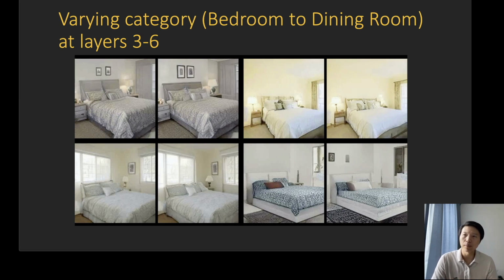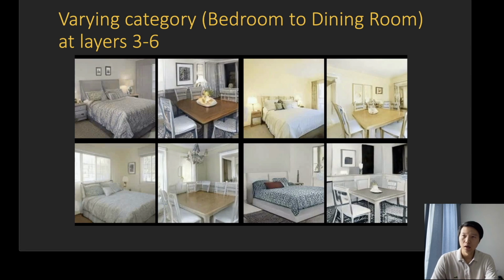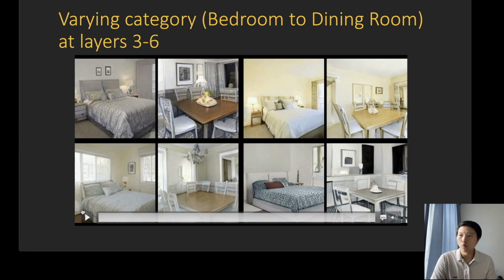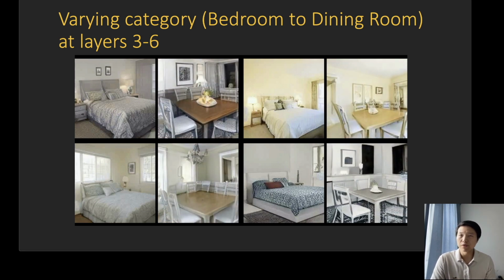After we learn those boundaries for the categories, we can change the category of the input image. Here are the examples when we push the samples from one category to another category. You see at the beginning, this is a bedroom, then after that it becomes a dining room. But the general lighting conditions as well as the layouts remain the same. It's only the objects that are changed. It's more like we move out different furniture and move in the corresponding furniture, and the category label can be changed. We do this manipulation at layers 3 to 6.